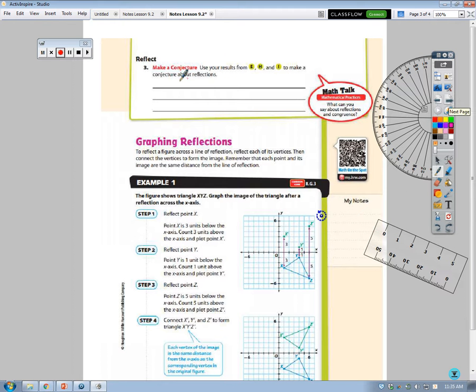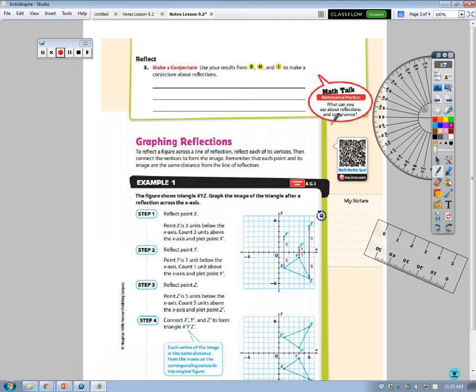So we are going to reflect. Make a conjecture. Use your results from E, H, and I to make a conjecture about reflections. So what can you say, kind of think about reflections and congruence? Remember, we're looking at size, shape, orientation, location. These are the things that we're looking at, right?